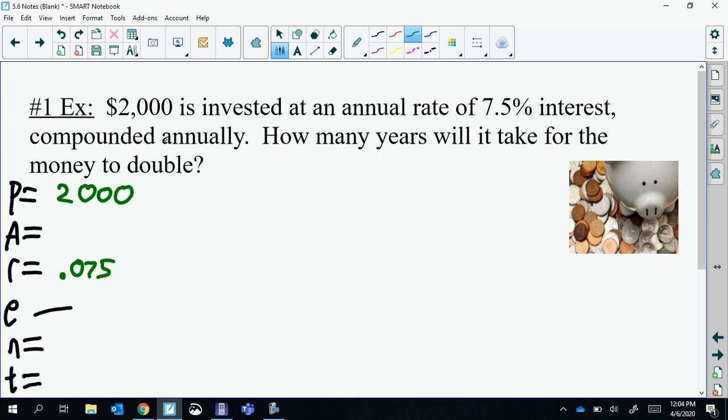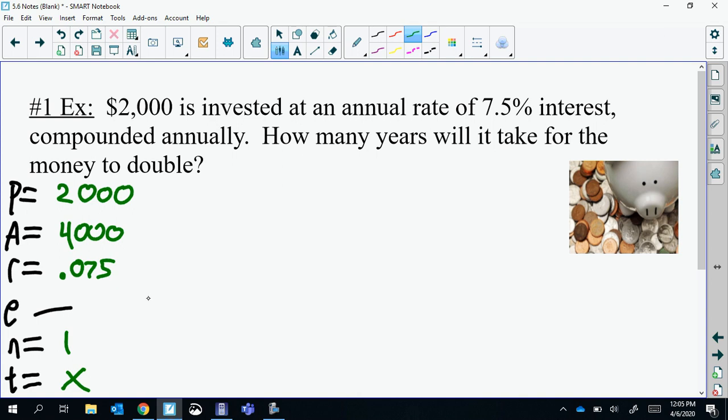It's compounded annually. Annually means one time per year, so that's N. How many years, that's what we're solving for, T, will it take for your money to double? So a really small math problem to get that number for A. Money to double is you're going from 2,000, double would be 4,000. So now we have our equation.